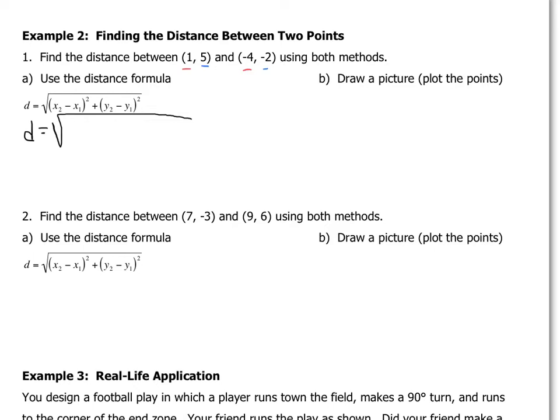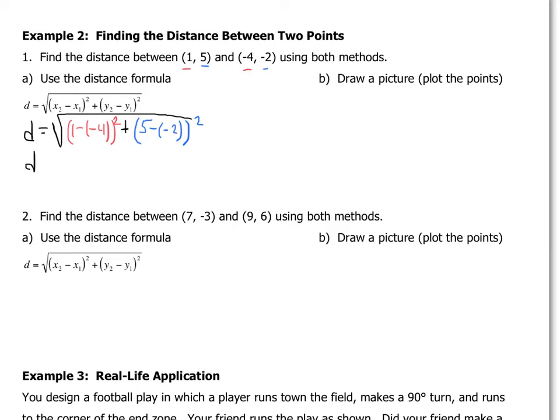So the equation basically says, take the x's and subtract them. It doesn't really matter which way you subtract them, because once you do the square, it's going to turn positive either way. So we have 1 minus negative 4. On the second one, then we're going to add the difference of our y values and square that.